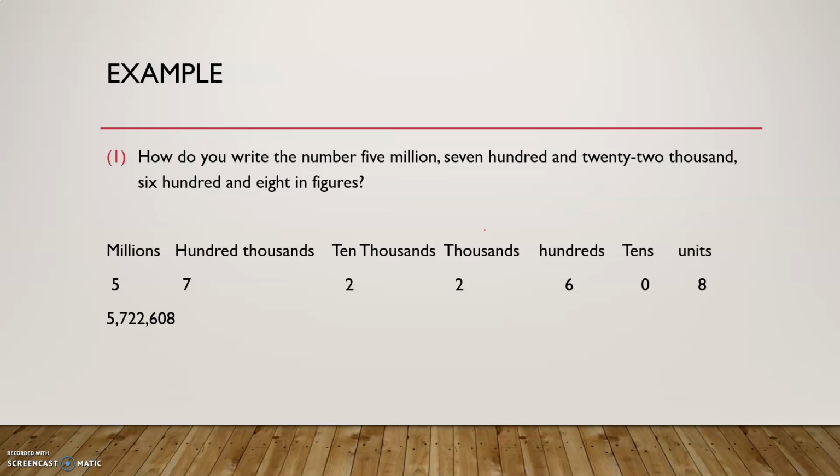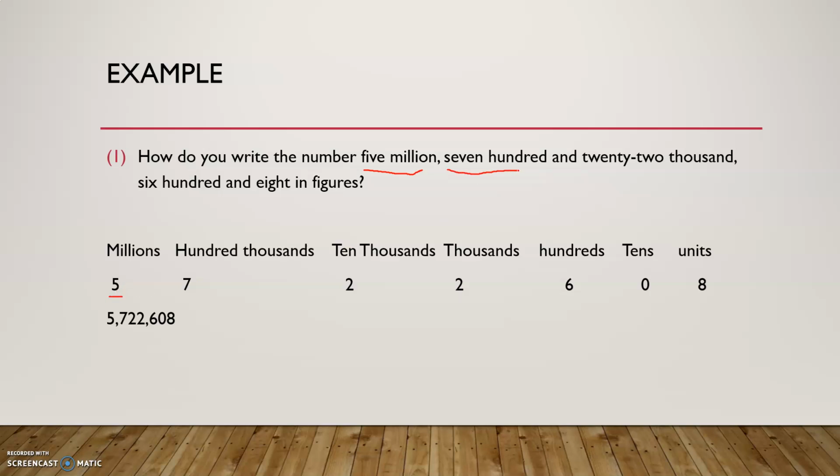Here we've got an example. It says, how do you write the number 5,722,680 in figures? So we're going to use the place value table. So we go millions, hundred thousands, ten thousands, thousands, hundreds, tens, units. So if we look at the question, we go 5 million first. So we put 5 under millions.